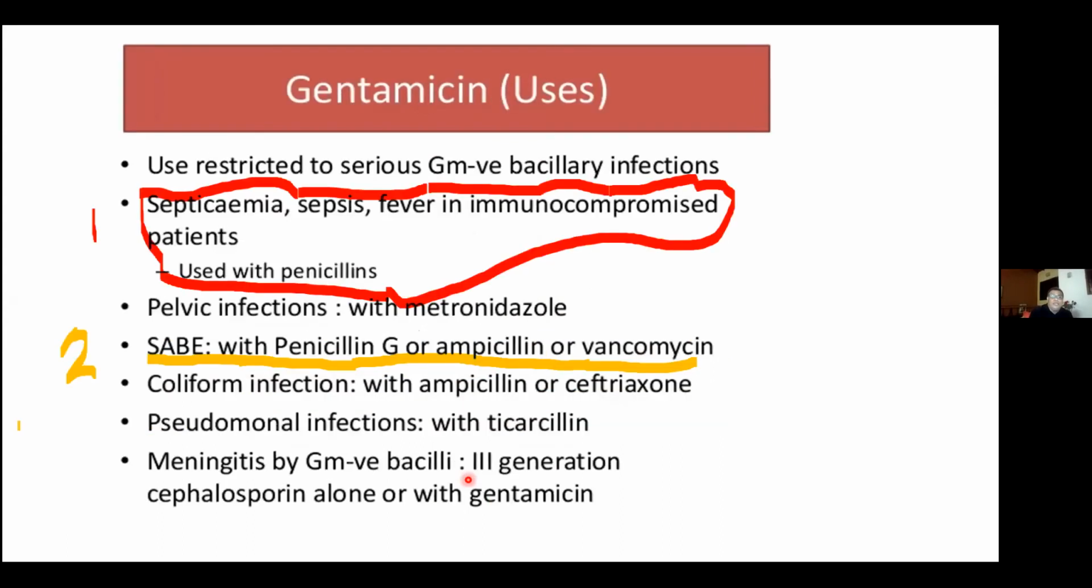When you say gentamicin, it is used for severe infections, especially in immunocompromised patients. Severe infection is marked with septicemia and sepsis. So it is used as an adjuvant with penicillin. The other indication for gentamicin, as I told you earlier, is bacterial endocarditis. It is effective against Pseudomonas, but even in Pseudomonas infection, the action will be fortified by using it together with another agent.